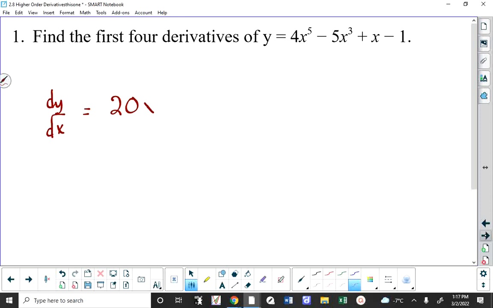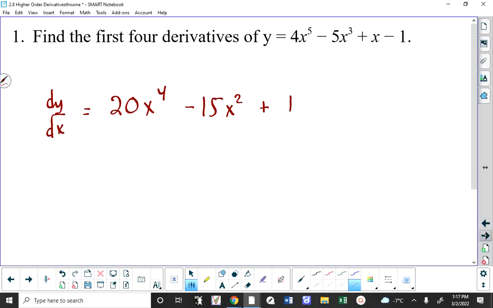It will be 20x to the 4 minus 15x squared plus 1. Now be careful, because differentiating this is so simple, you might just put yourself to sleep and make a mistake, right? I mean, it's almost boring. I swing the exponent down, drop 1 from the exponent. So I think we're okay with that derivative.